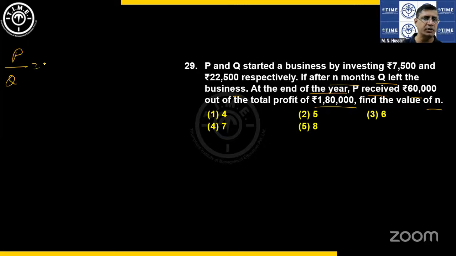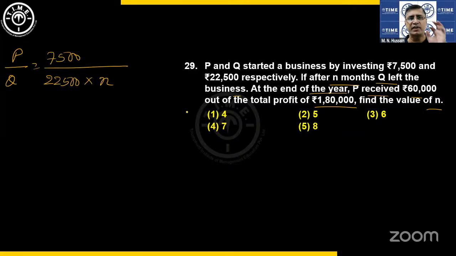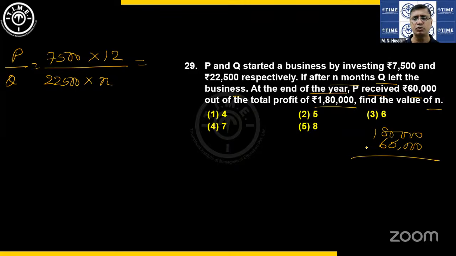P and Q. What about the P's investment? 7,500. Q 22,500. Q left after N months. Means he invested only for N months. What about the P invested for full time? Now P received 60,000 out of 1,80,000. When P received 60,000, remaining is how much? 1,20,000. So 60,000 by 1,20,000 means what is the ratio here? It is 1:2.